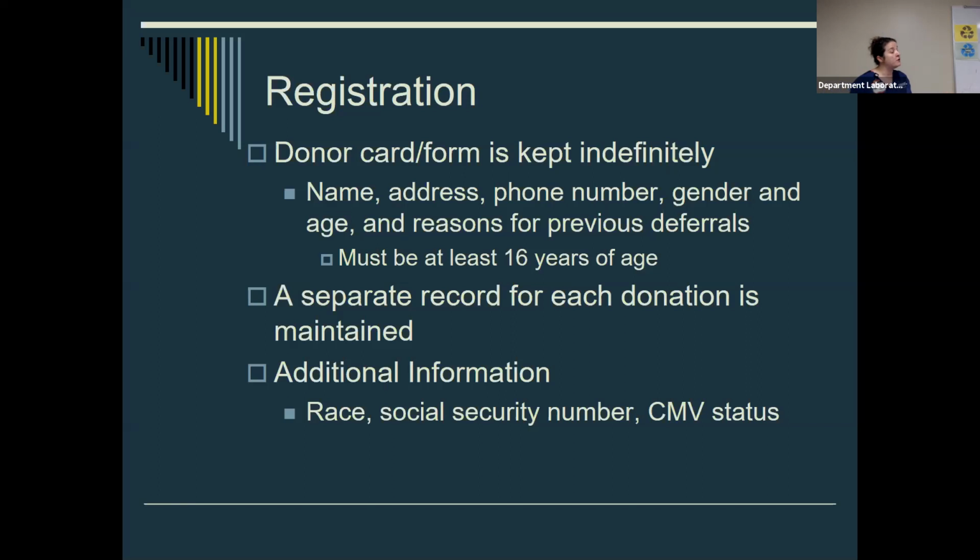Registration. When you go to the donor facility, you fill out all of your information: your name, date of birth, social security number, gender and age. If you've had any previous deferrals, and why, all of that is considered a permanent record. So the donor facility will keep that forever. And oftentimes if you've donated, they'll even send you a donation card in the mail. It'll have your blood type on it.